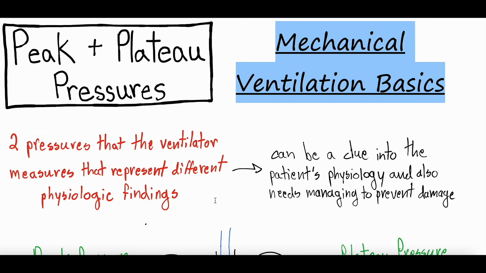So peak and plateau pressures. These are two separate pressures that the ventilator measures. And the reason they're separate is because they represent different physiologic findings, right? The measurements they are taking represent two distinctly separate things.